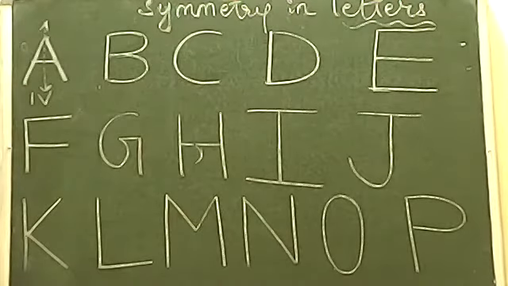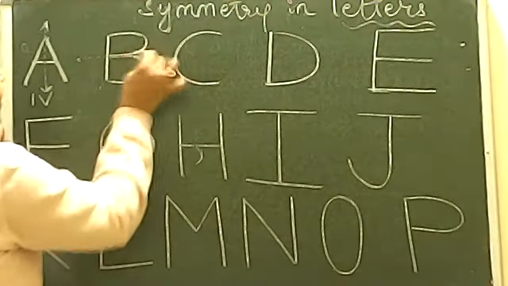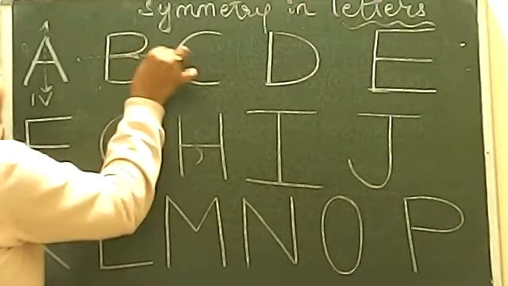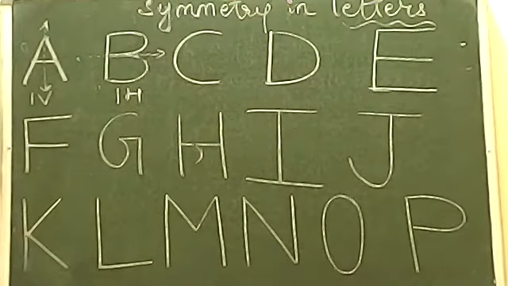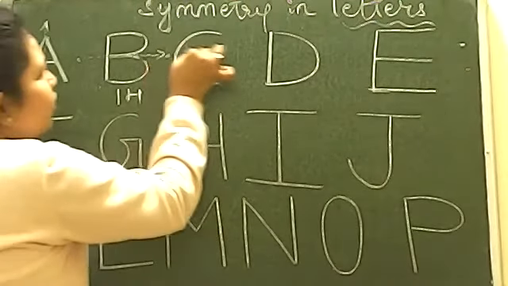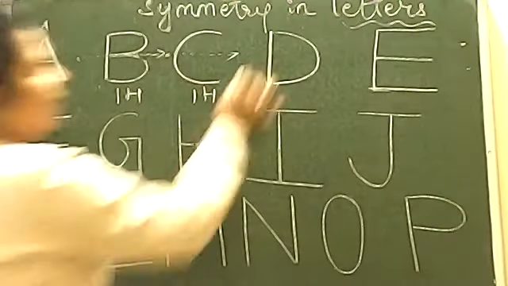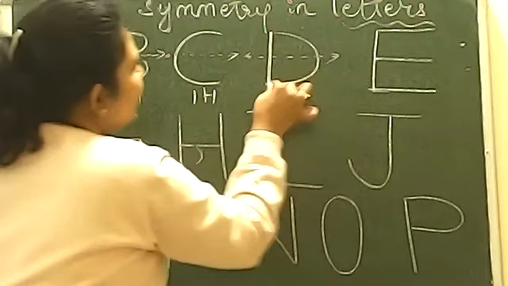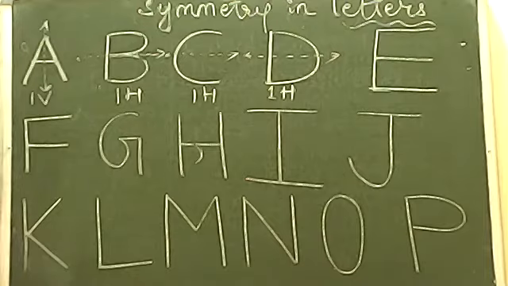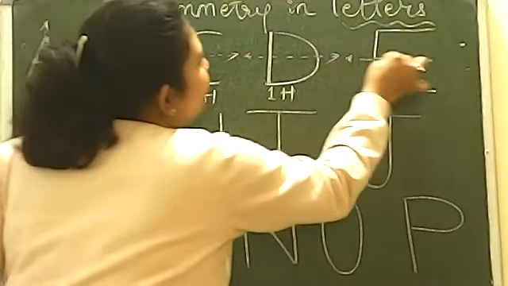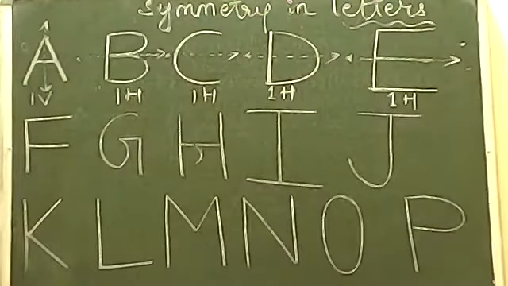Now moving on to B, we have the line of symmetry from the middle, which this time will be one H, means one horizontal line of symmetry. Now for C, again horizontal line of symmetry, one H. Move on to D, again one line of symmetry, from the middle, one H, one horizontal. Now move on to E, again from the middle, it will be one H, again horizontal only.